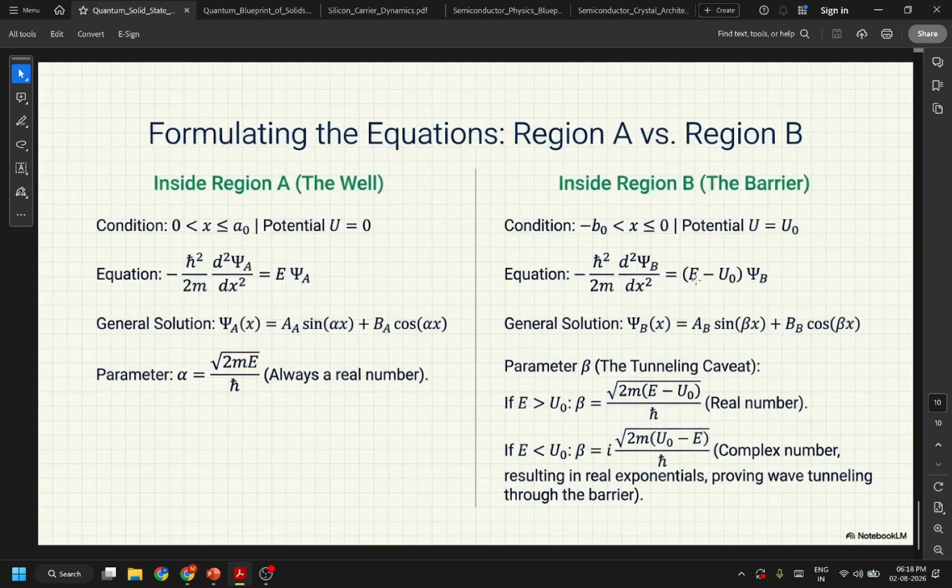Now if E is greater than U naught, then beta will be square root of 2m(E minus U naught) by h bar, which is a real number. And so if E is greater than U naught, we know that the electron is not seeing the barrier, the electron is above the barrier, so it is acting like a free particle. Whereas if E is less than U naught, then beta will be a complex number. So if you put a complex number in sine and cos, it will result in a real exponential, which proves that the electron is tunneling as a wave through the barrier.